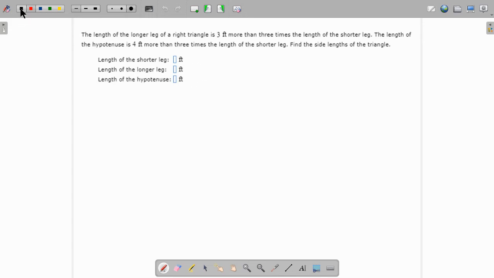Okay, here we go. So the first one, the length of the longer leg of a right triangle is 3 feet more than 3 times the length of the shorter leg. So 3s plus 3. Could you write 3 plus 3s? Sure. But if it's ever less, you have to write it in this order. If you ever have a minus, the minus will always go after the letter.